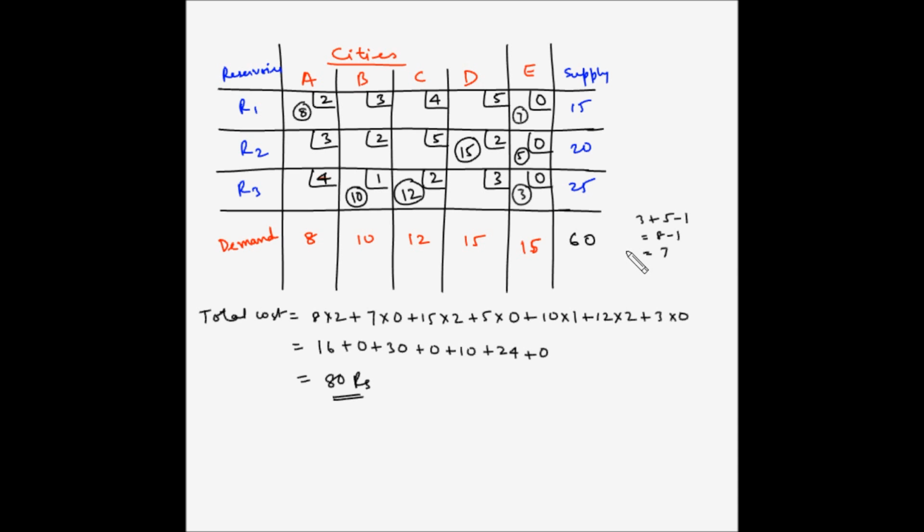The second condition is that all the allocations should be in independent positions. And if you observe, you'll find that we cannot create a closed loop for any of the stone squares, which means that these are in independent positions. So now let's proceed with the optimality test. We'll use the stepping stone method for checking the optimality. So the first water square is R1B.